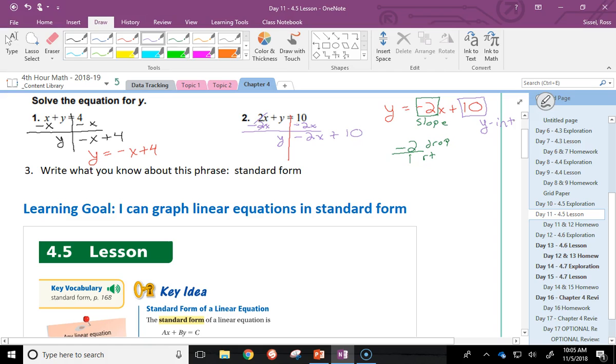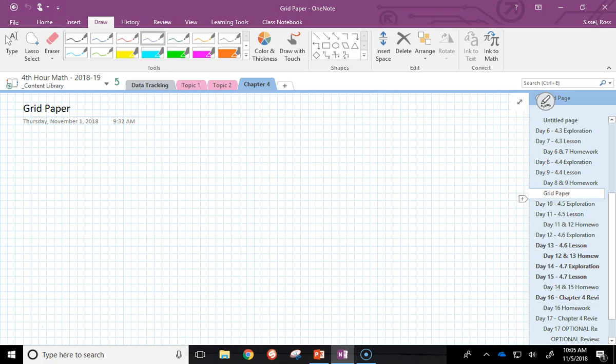The coordinate for this is 0, 10. Y-intercept always has 0 for an x coordinate. If we wanted to graph this right now, here's one that had grid paper. I'm going to jump to this just to show you guys. If I wanted to graph this, we said our y-intercept was 0, 10.